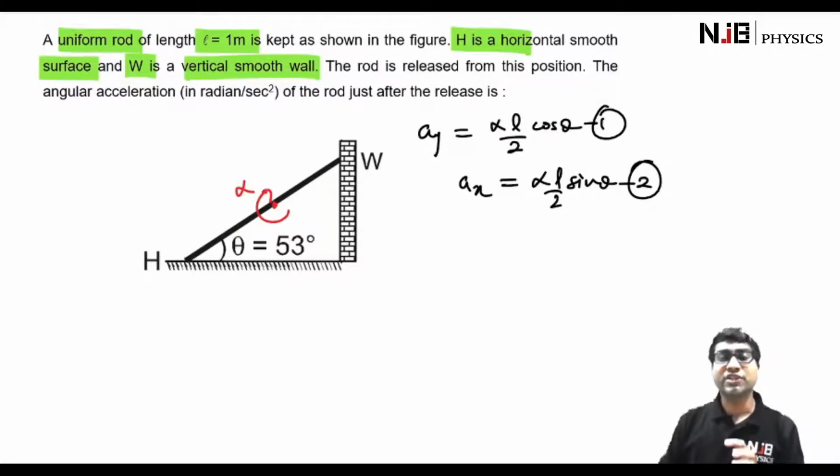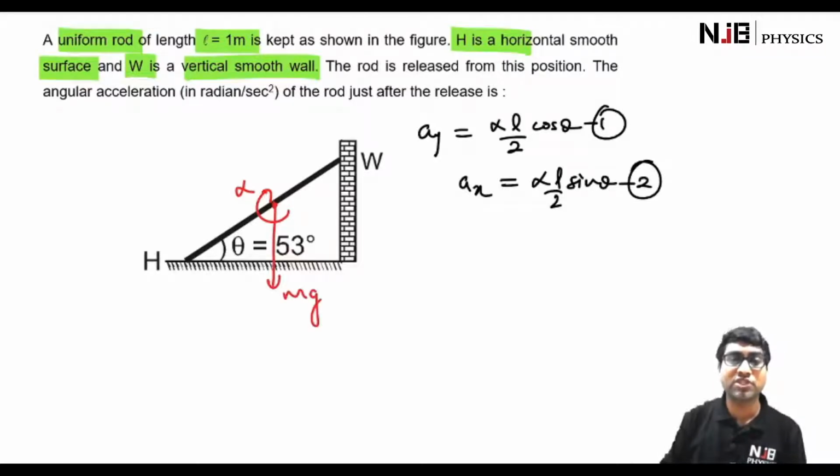So how many forces do you see in this case? Well, one of the forces will be the force due to gravity, which should be in the downward direction, mg. Another force will be the normal reaction due to the floor, let's say it is N1.